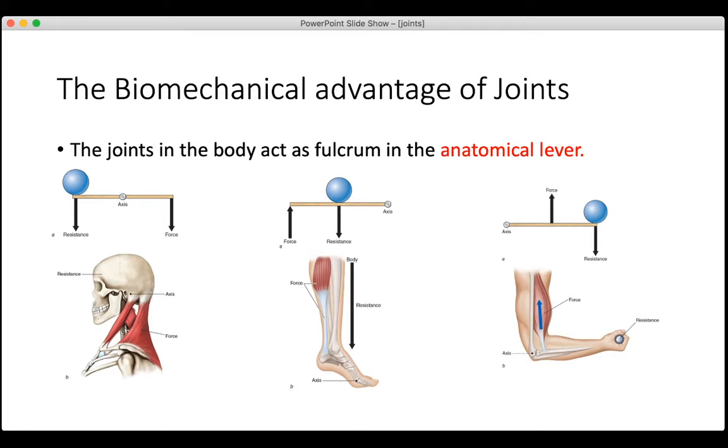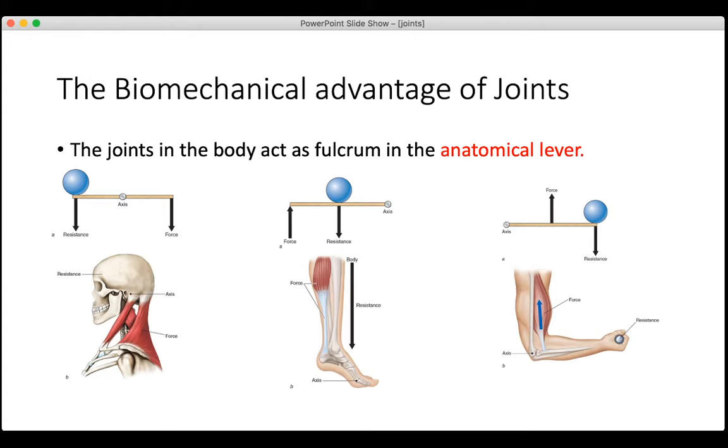The first one is when the axis is in the center. Axis means fulcrum, or when your joint is in the center, and the resistance is your load and the force which you are making by muscles. So when the axis is in the center, we call it first class lever. When your axis is near the resistance, or you can say that resistance in the center, axis on the right side, force on the left side, then it is known as second class.